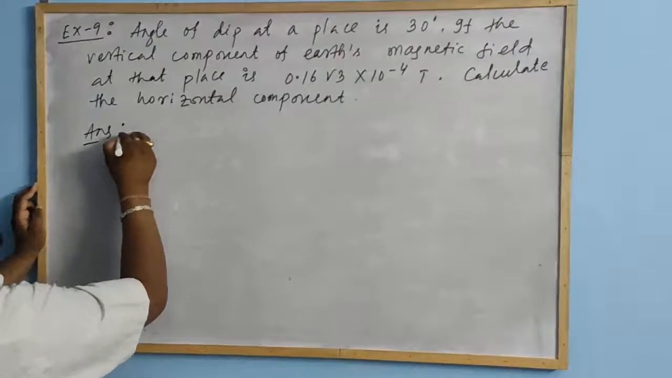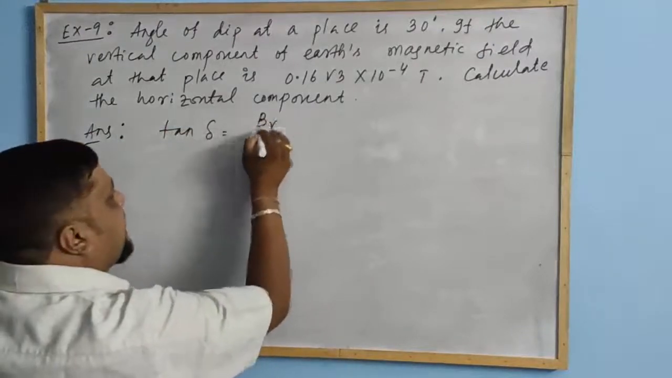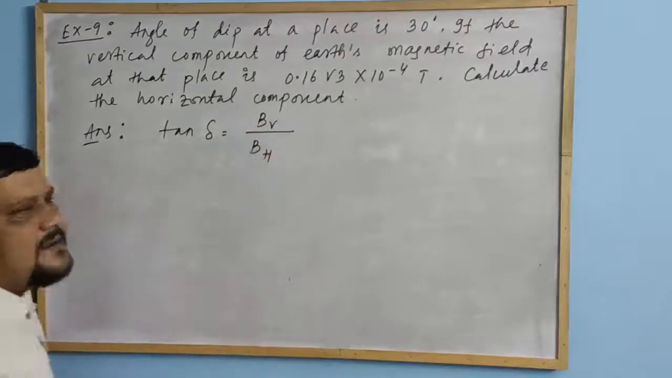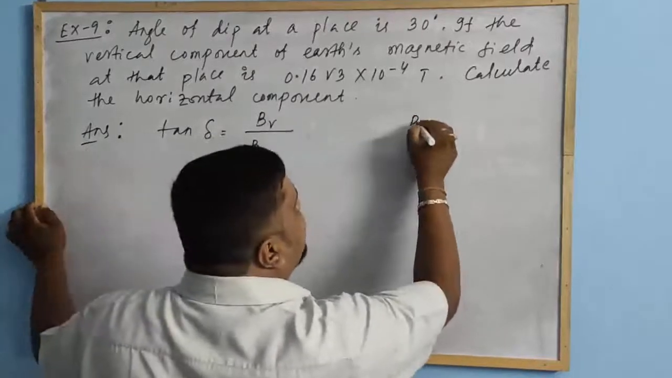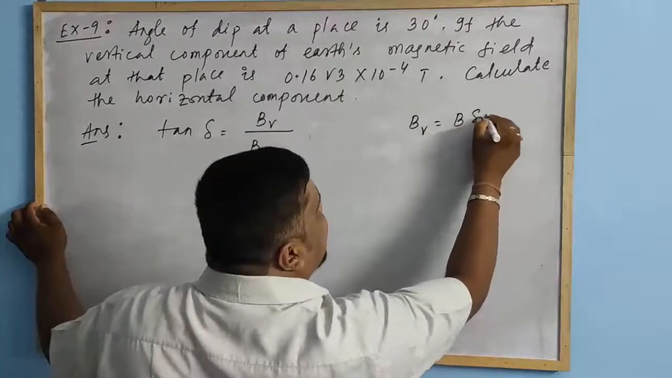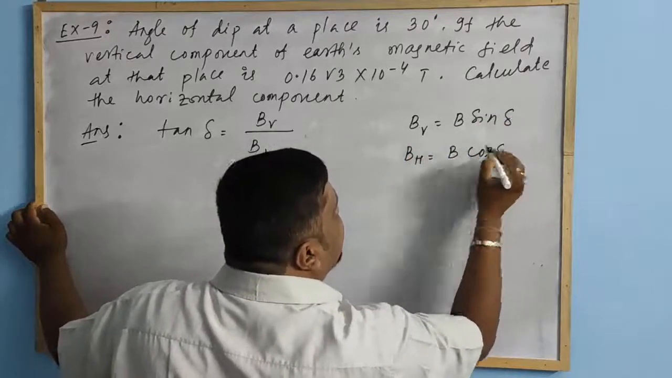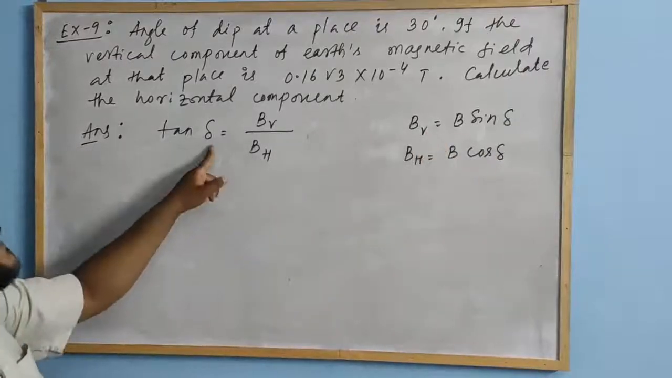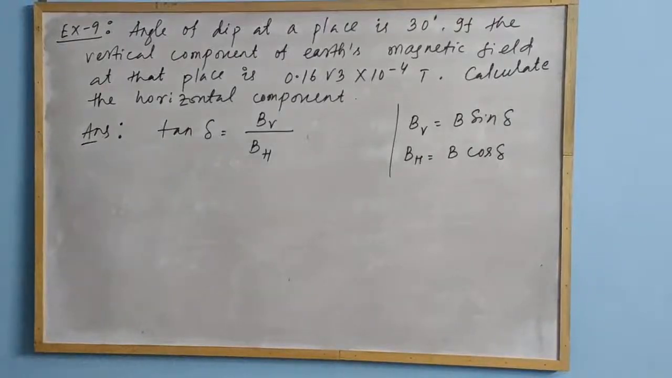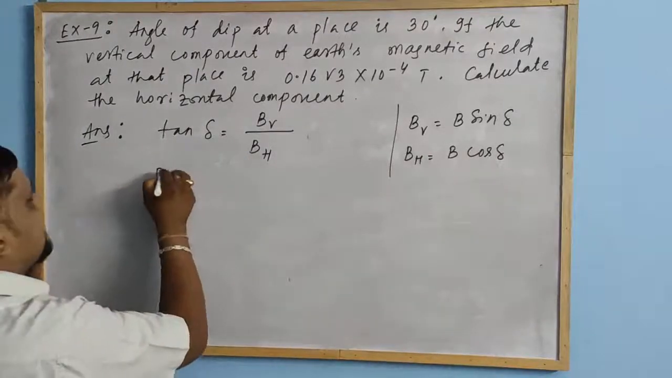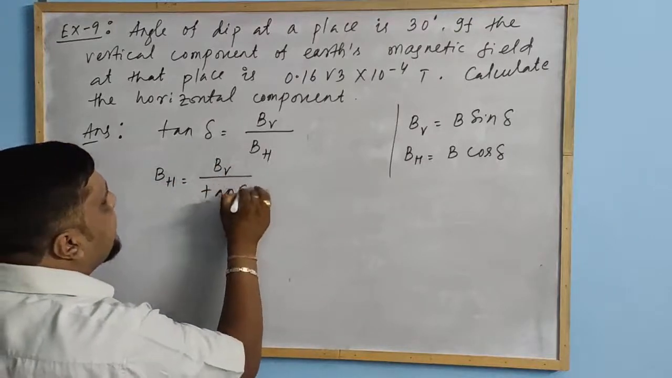What is the direct formula? Tan delta is equal to vertical component divided by horizontal. Because B_V is equal to B sin delta, and B_H is equal to B cos delta. B_V by B_H is equal to tan delta. That formula you already know. So tan delta equals B_V by B_H. To calculate the horizontal component, B_H equals B vertical by tan delta.